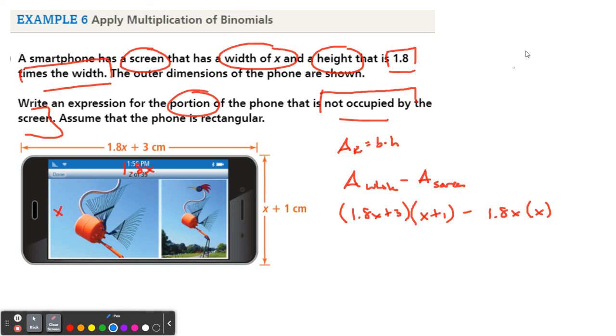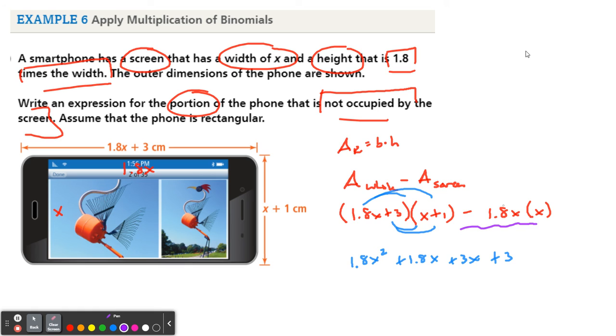Again, you can use your table up here in the corner, or just do it side to side. 1.8x times x is 1.8x squared. 1.8x times 1 is 1.8x. Then we do the 3 times the x and the 1. Positive 3 times x is positive 3x. Positive 3 times positive 1 is still positive 3.